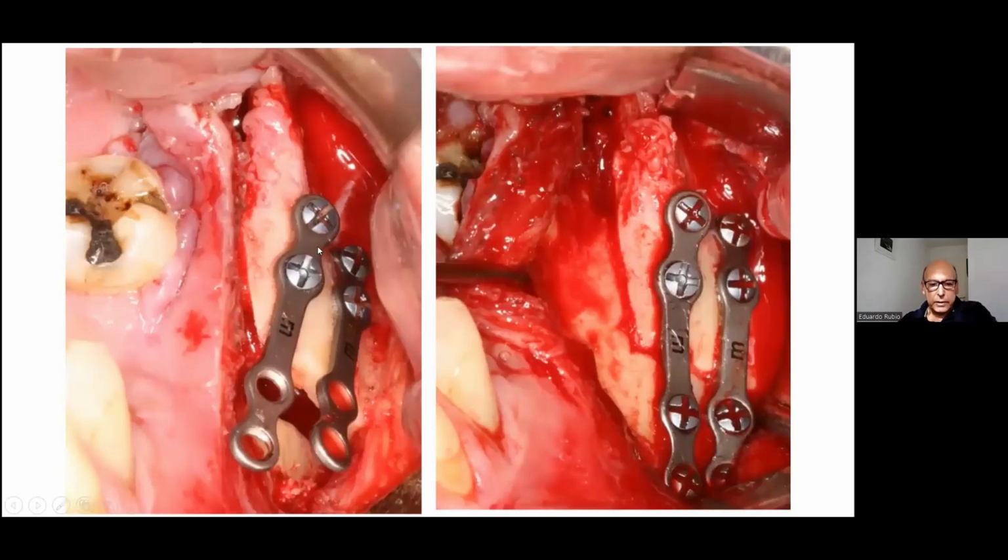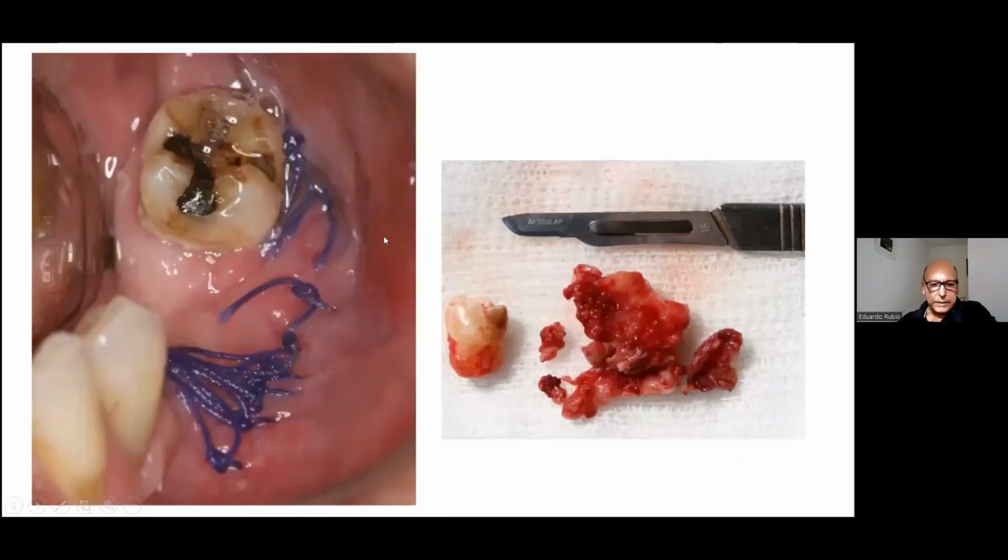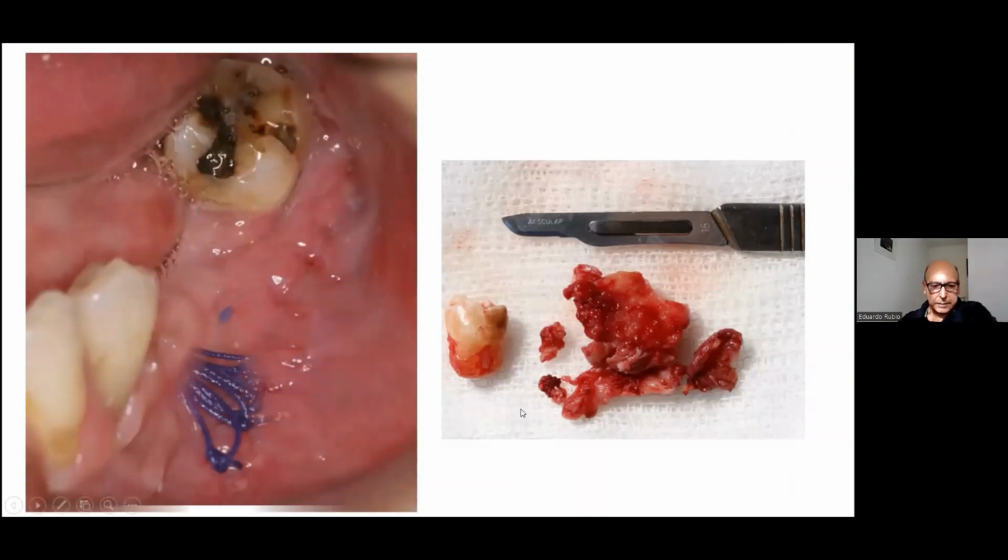Then we relocate the plates. We put all the bone pieces in front, and we screw the plates again. This is 15 days after the surgery, and you can see the piece that we removed from that place.